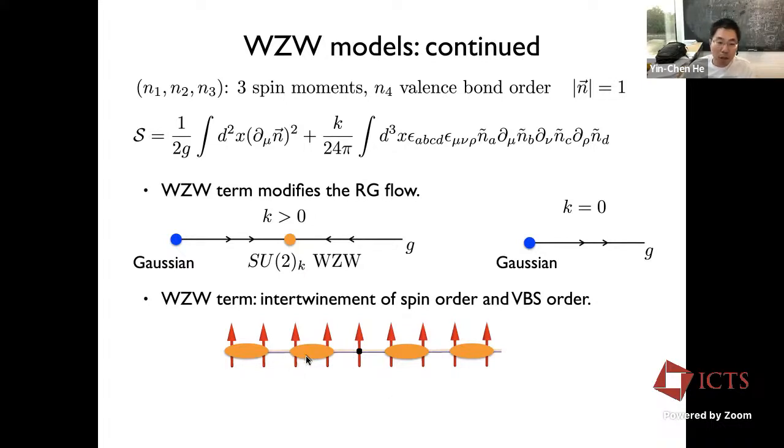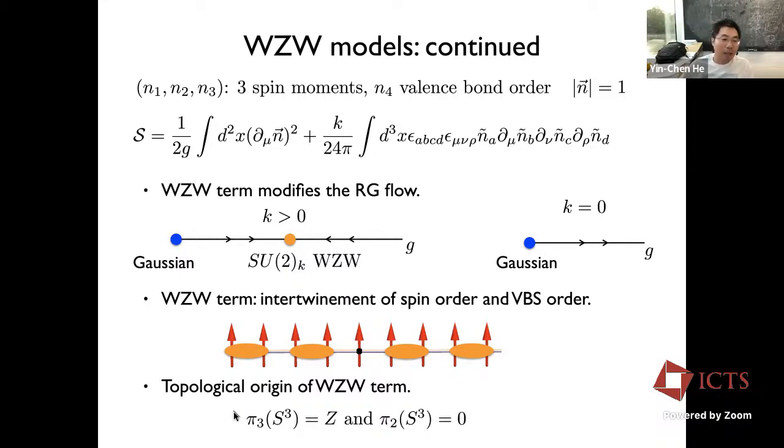So if I draw a domain wall of my valence bond solid order, as shown here, in the center of this domain wall there will be a spin-1/2 trapped there. That's precisely the physical meaning of this topological Wess-Zumino-Witten term. In other words, this critical spin liquid, or this CFT, comes from the intertwinement or competition of spin ordering and valence bond solid.